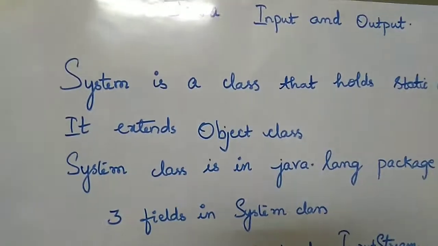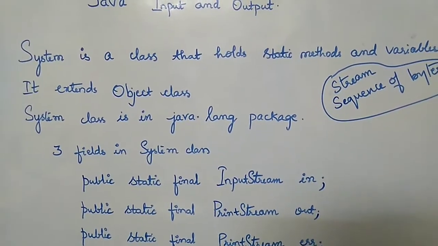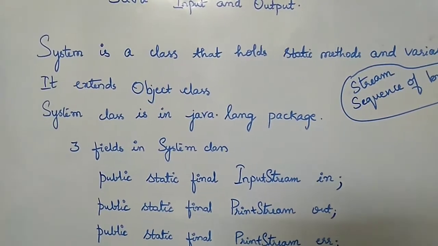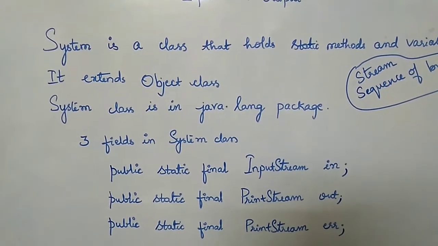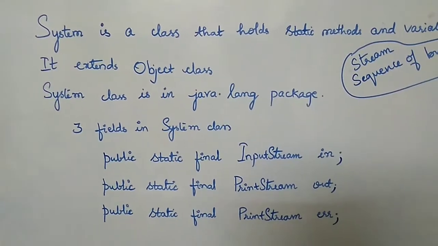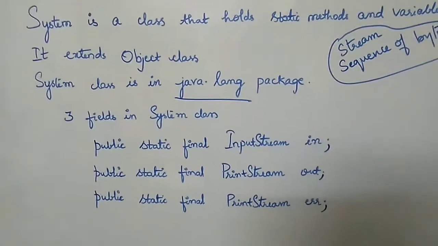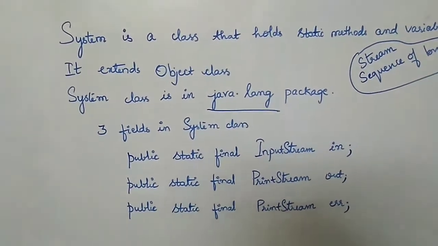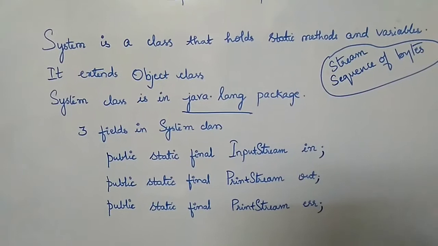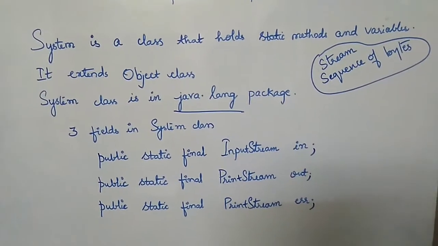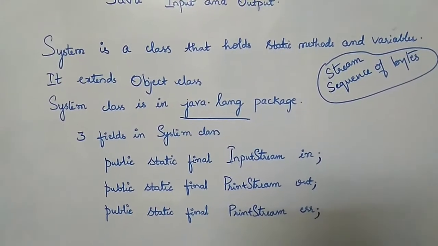So let's see what the System class is. System is a class that holds static methods and static variables, and it extends the Object class. We already know that the Object class is the parent of all the classes we create in Java, and the System class is in the java.lang package. This is the most widely used package, and java.lang is automatically included in all Java programs because it contains classes and interfaces which are fundamental to virtually all Java programming. That's the reason java.lang is automatically included in every Java program.